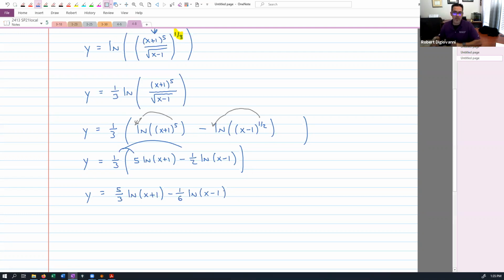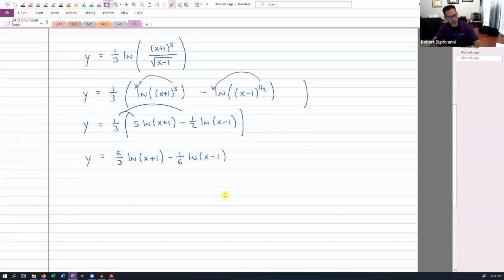Now I'm ready for the derivative. So the derivative of this should be, well, 5/3 comes for the ride, and the derivative of natural log of x plus 1 is 1 over x plus 1, minus 1/6 times the derivative of natural log of x minus 1, which is just 1 over x minus 1. By the way, there was some chain rule here, but the derivative of both of the insides is 1. So that's why I didn't have to worry about popping any numbers out the backside of these.